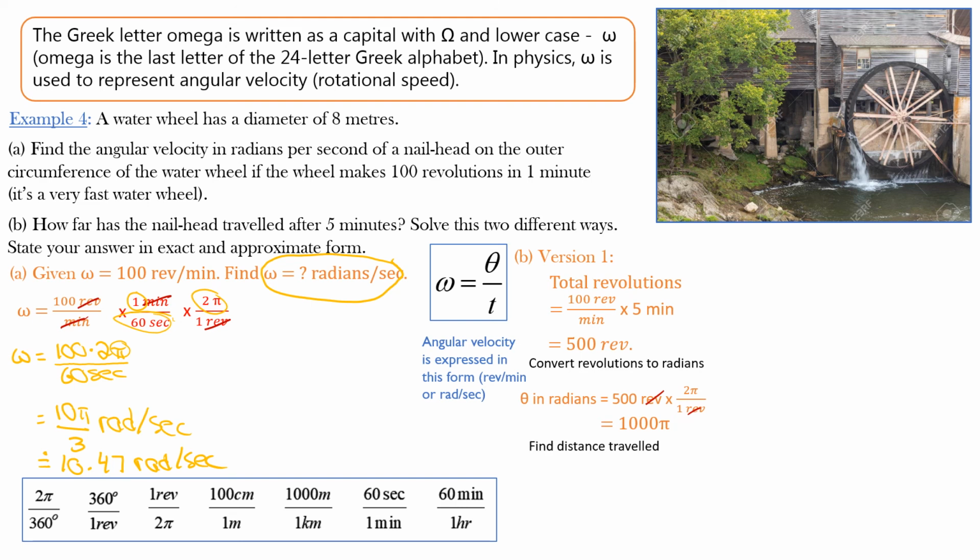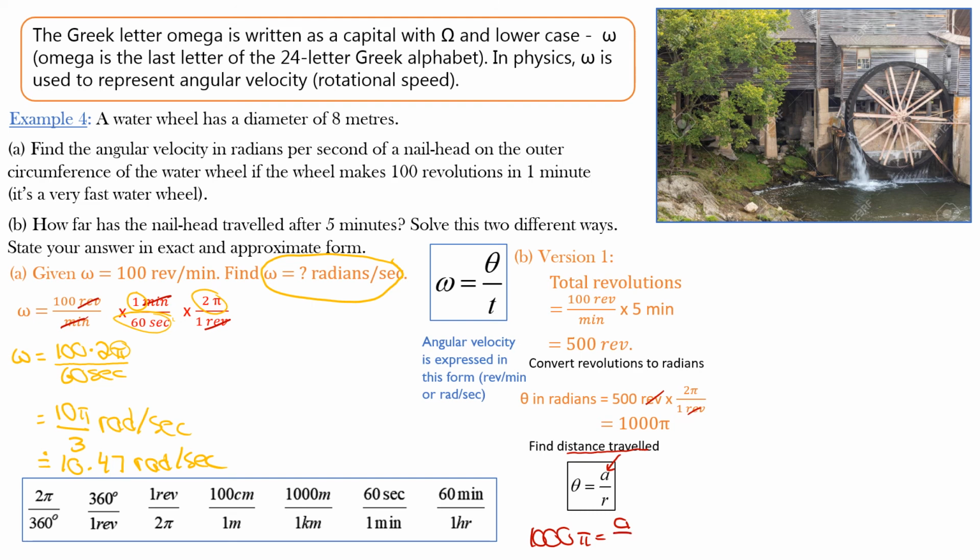Now we need to find the distance traveled. So we go back to our little formula from the previous example, distance traveled. We need radians, remember, for this formula. So I'm going to put in here our theta. We just figured out our theta. Theta is 1,000 pi. Arc length, that's what I don't know. The arc length is going to tell me the distance traveled. So the arc length is the distance traveled.